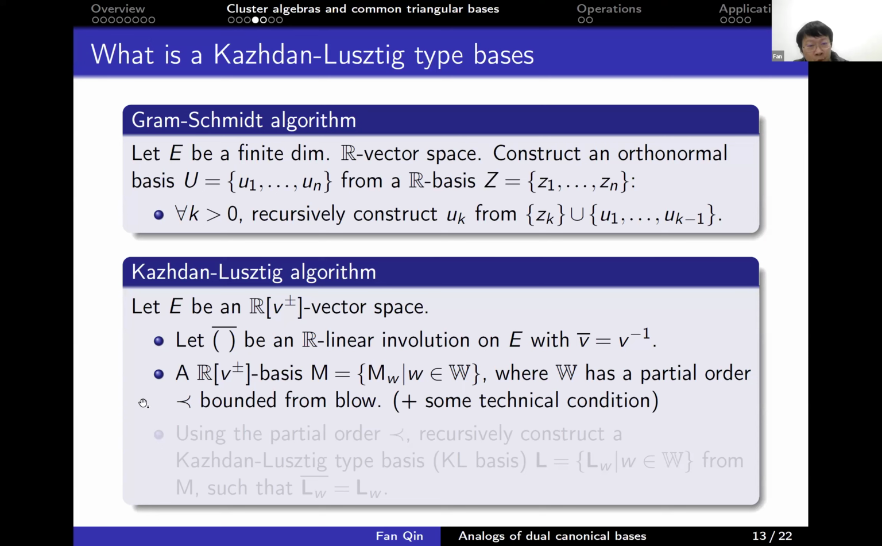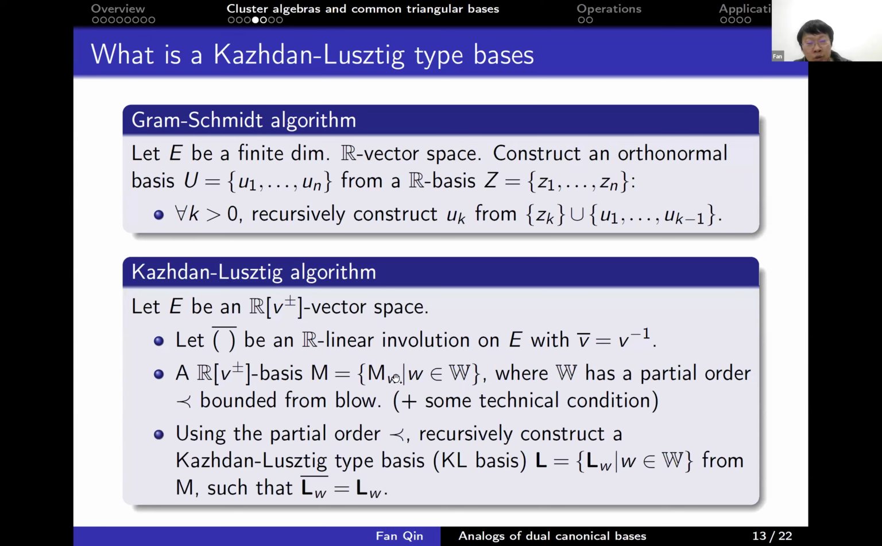And now we use a similar idea. We have a partial order with which you can order the basis elements M here. Now you recursively, following this partial order, construct a Kazhdan-Lusztig type basis, or KL basis, from this M, such that the basis elements become bar invariant. Right? So the idea is simple. Assume that M_w is not bar invariant, right? You want to correct it by using the lower order terms, M_w prime or say L_w prime. So this is like how we correct Zk to Uk here. Here you can also do some kind of corrections.